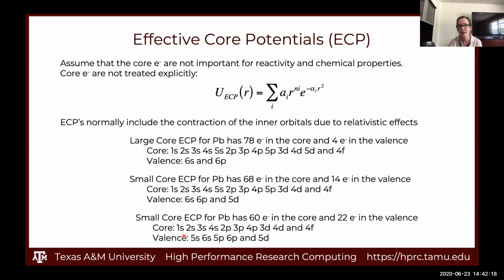So this is more desirable for quality results, especially if you're looking at the chemistry of the lead directly. If you just need it for support structure, like it's on the periphery and it's just holding some ligands in place, then that large core ECP may be fine. But if you need the chemistry of the lead, then you want these explicit electrons being treated.